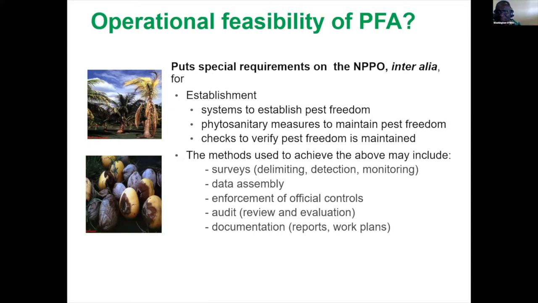So these requirements for establishment need that systems are there to establish pest freedom. Phytosanitary measures are being enforced to maintain that freedom as part of the official controls. You can look for the definition of official controls in ISPM 5. There are routine checks to verify that pest freedom is maintained. That is not a walk in the park if you are not adequately resource endowed.